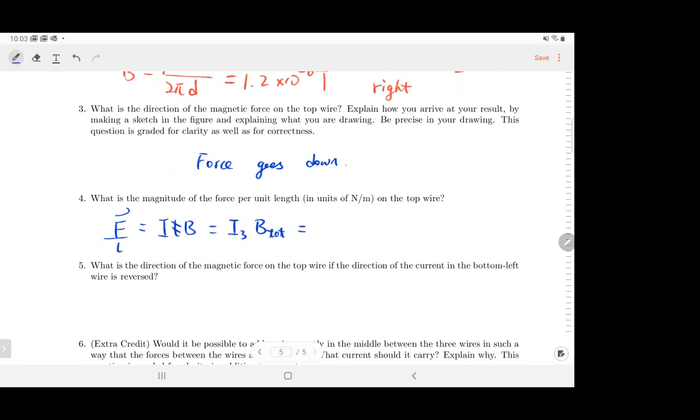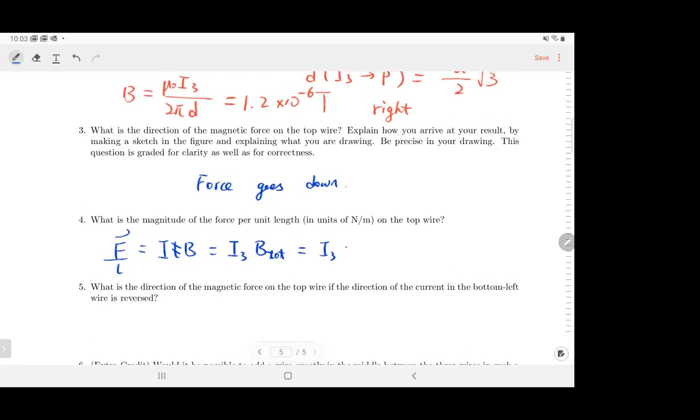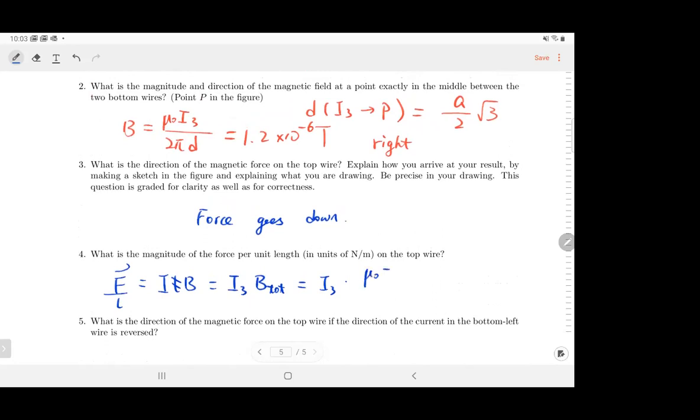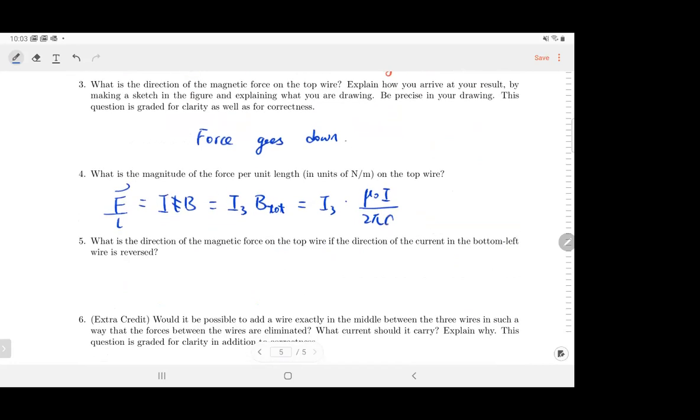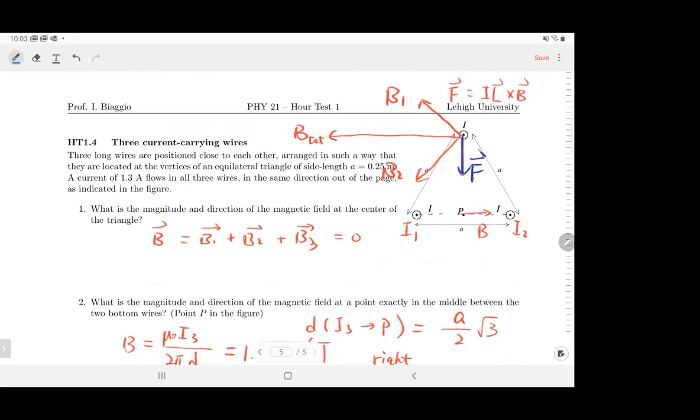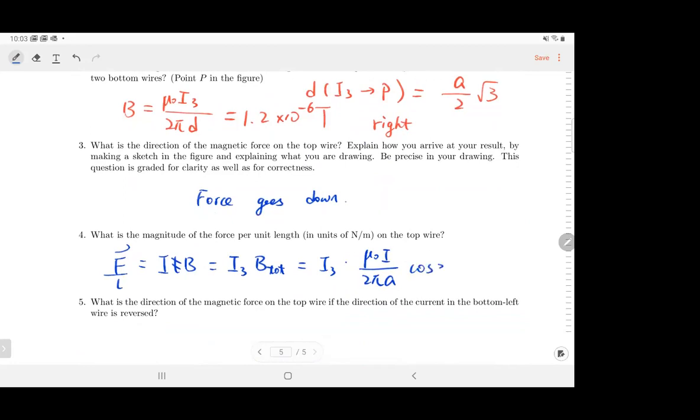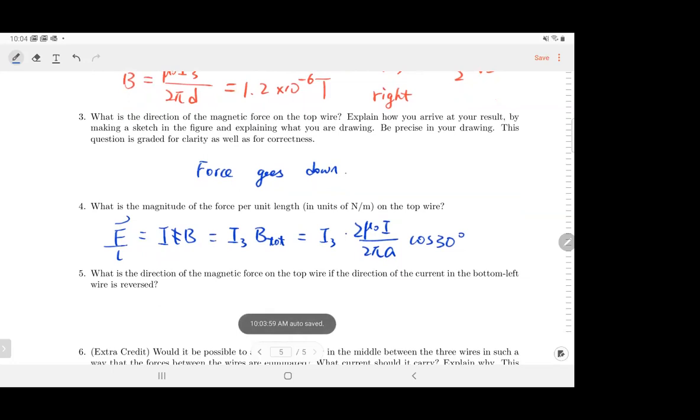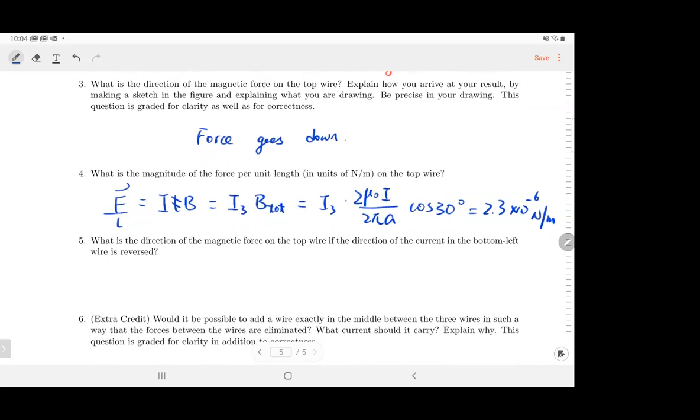I3 times B total, okay. The B here is equal to mu non times I over 2 pi, the distance is A. This is generated by each current this way. And we have to consider the x component. This is 30 degree, so we multiply the cosine 30 degree. There are two currents, so we times two. Okay, this is the force per unit length, and you will get the result 2.3×10⁻⁶ Newton per meter. So this is number four.